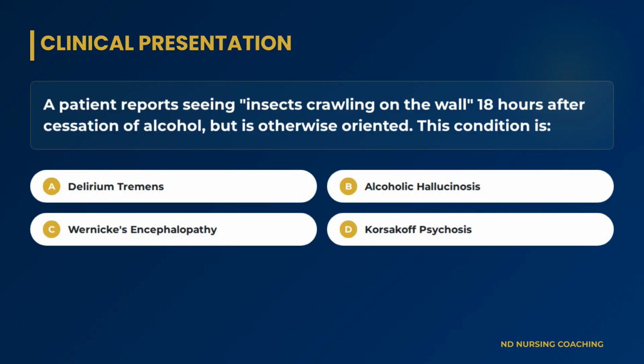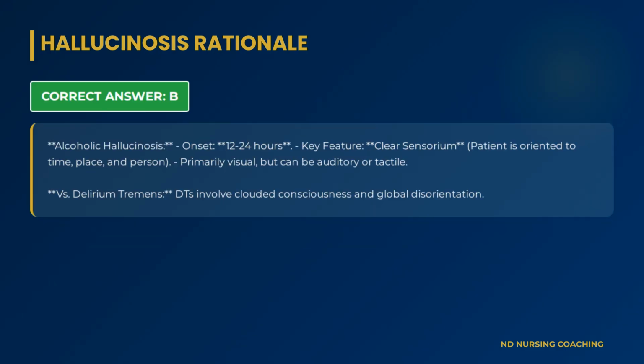For our next clinical presentation question, a patient reports seeing, quote, insects crawling on the wall 18 hours after cessation of alcohol, but is otherwise oriented. What is this condition? The correct answer is B, alcoholic hallucinosis. This typically occurs 12 to 24 hours after cessation. The key feature is a clear sensorium. The patient is oriented, unlike in delirium tremens, where consciousness is clouded.